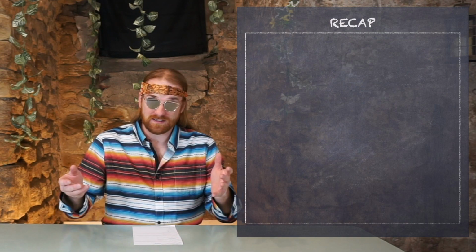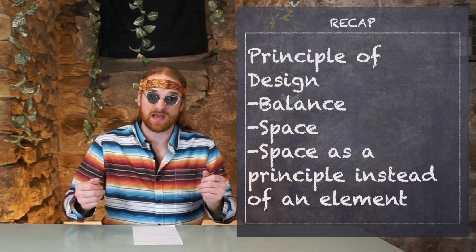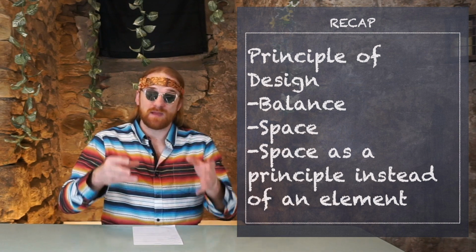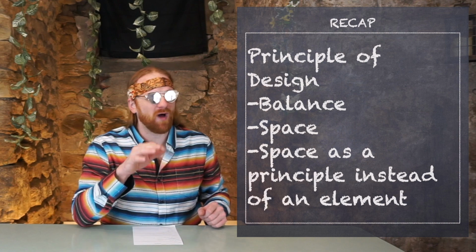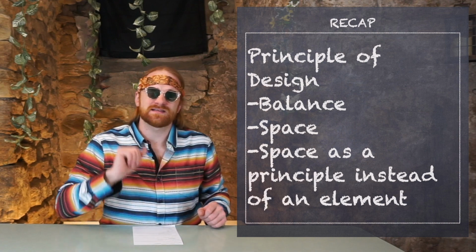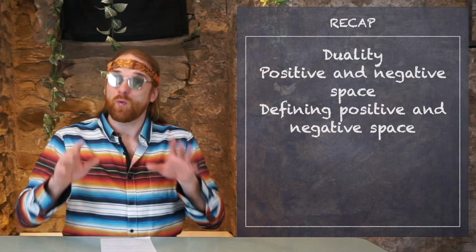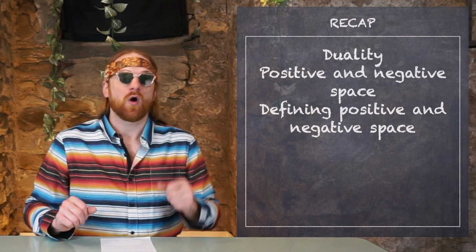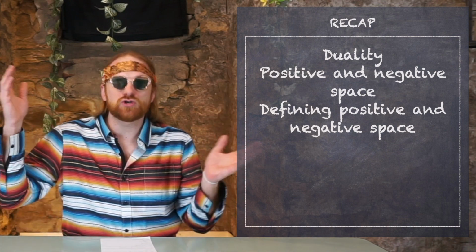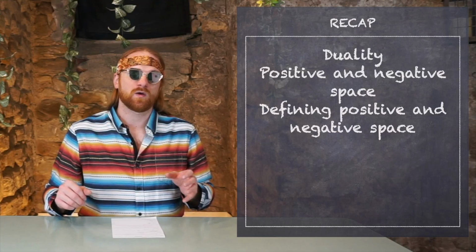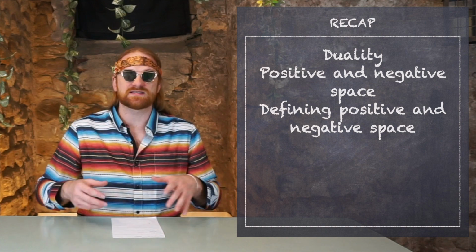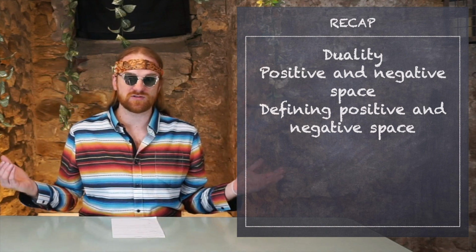So today we talked about balance as a principle of design, and we talked about space as a principle of design and why we're not counting it entirely as an element of art. We talked about duality, or the idea of the balance between two opposing forces. With that duality, we talked about positive and negative space. We talked about how the negative space is the area around the subject, while the positive space is the subject itself.